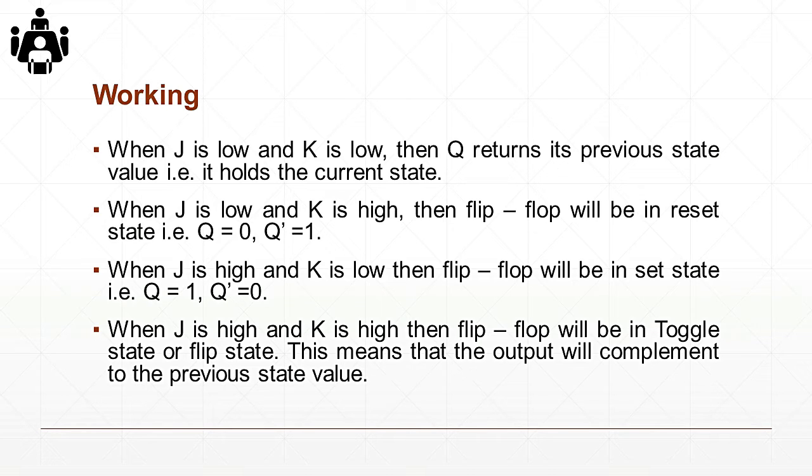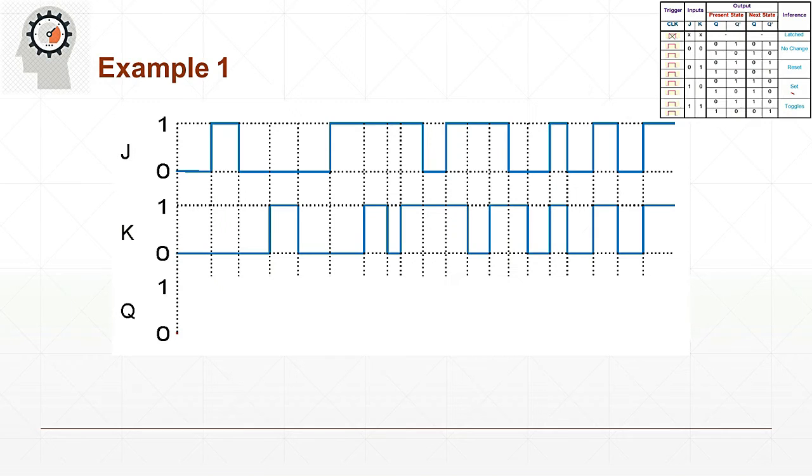Now, let's apply this to our sample problem. For the example of JK flip-flop, given the waveform for J and K, the question was, sketch the waveform of Q. So here are the following steps to answer that problem. First, put 1 or 0 value on the J and K inputs.